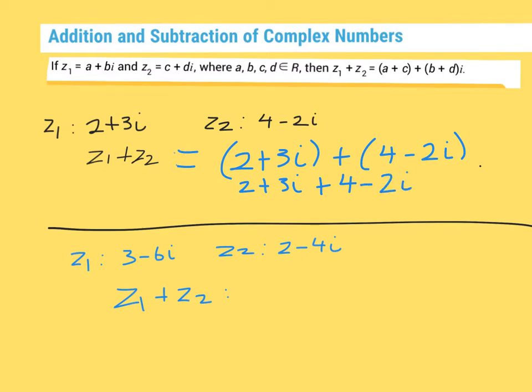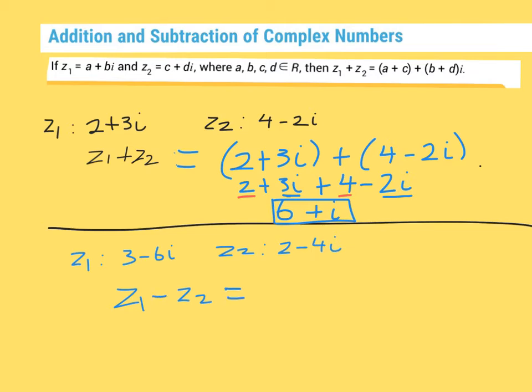So what we would have done in algebra, put our like terms together. So 2 plus 4 gives me 6. And then we have a 3i here minus 2i, which is going to give me a plus i. And that's my final answer.